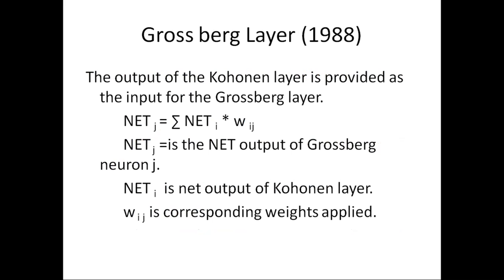Then this is about the Kohonen layer, and another layer we call the Grossberg layer. It was developed in 1988. Here the output of the Kohonen layer, what we discussed previously, is provided as input to the Grossberg layer. That means net j is equal to net i, the previous net input, into wij. Are you following me? At the ith level the net output is net i, at the jth level the net output is net j. So what is the output for net i? That becomes the input for net j. Okay, the jth layer. So then we calculate net j. Here net j is the net output of Grossberg neuron j, and net i is the output of the Kohonen layer.